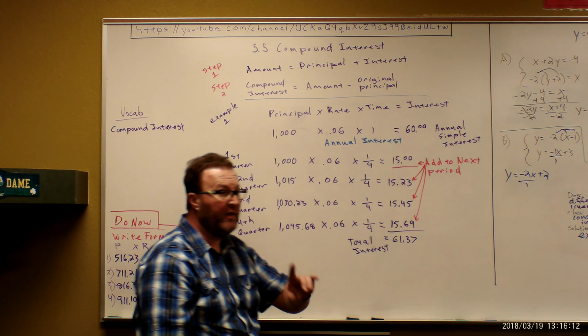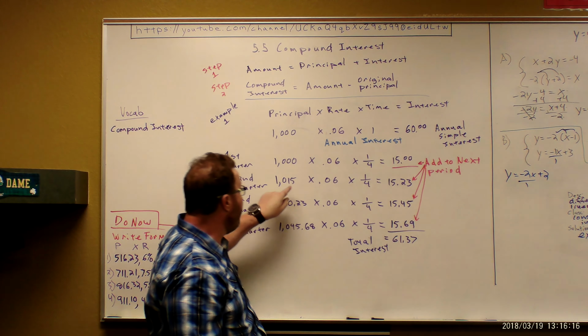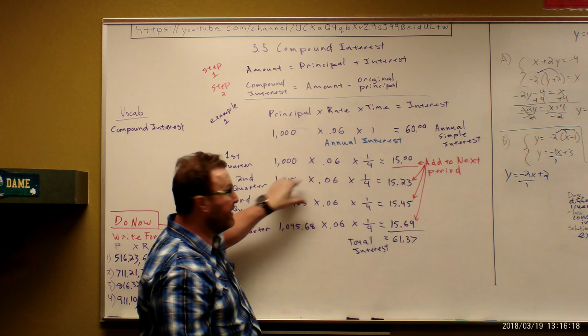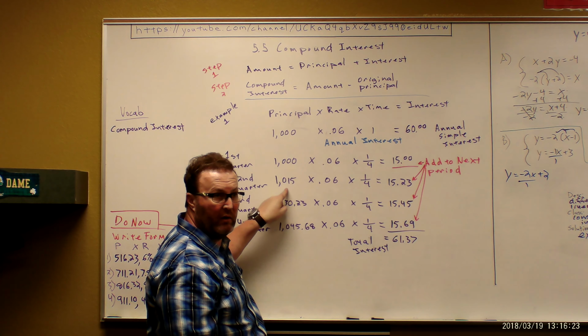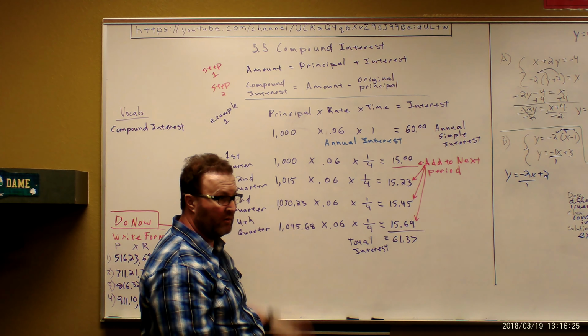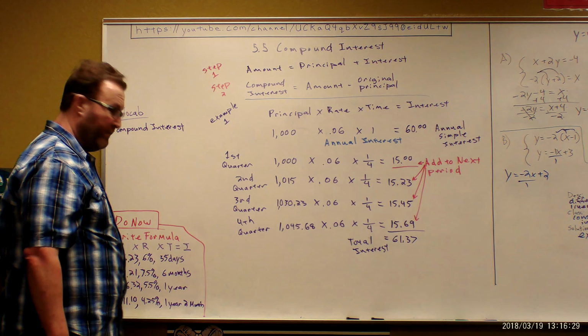Just remember, the only thing that's different on this is the one quarter, and you've got to take this and add it back in. Because this is the money that's made now. This is the new principal. This is how much you're owed. This is how much you're entitled to. Are we good? Okay.